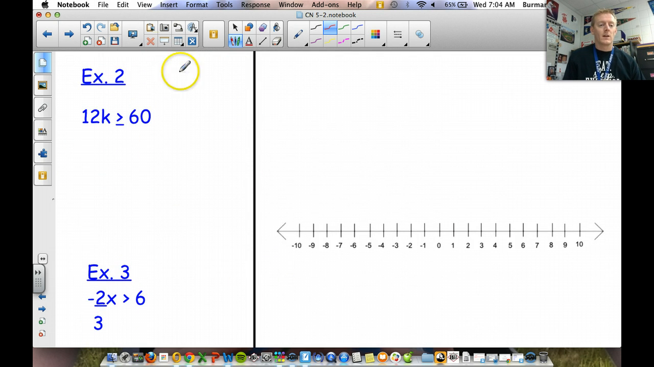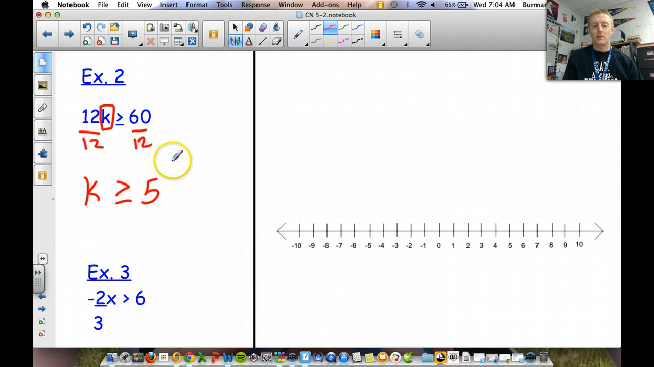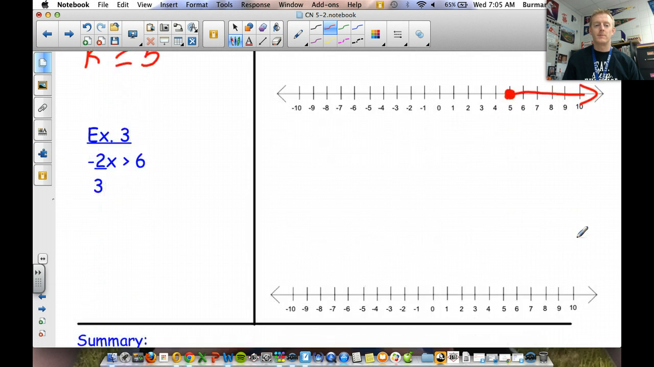Moving on. Same process here, we're trying to get the k by itself, just like with an equal sign like we've done in the past. So to get rid of a times 12, we're going to divide by 12. And because we did not multiply or divide by a negative, the sign is going to stay the exact same. k is greater than or equal to 5, because 60 divided by 12 is 5. So we have a closed circle at 5, and greater than or equal to shades to the right.